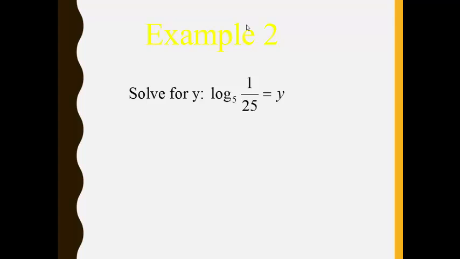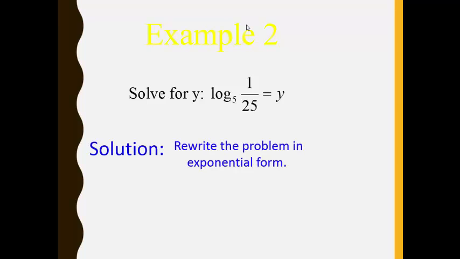So with this one, if we want to rewrite it, we have to start off and say, well, 5 to the y equals 1 over 25. Now, what we need to do is rewrite it so we have 5. Like, how can we write 1 over 25 as 5 to some power?